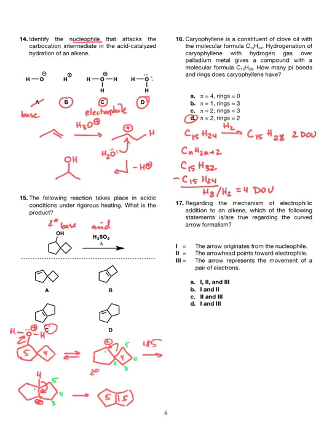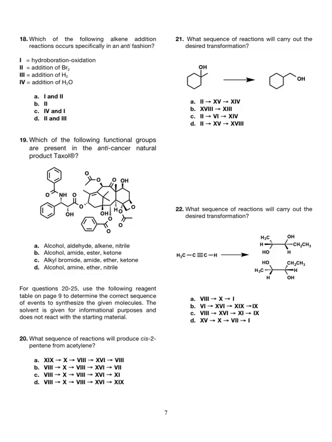17 is asking about the general mechanism of electrophilic addition to an alkene. So the answer for this one is A. The arrow always originates from a nucleophile. So if we do a very general example of this, the pi bond is the nucleophile, it's pointing towards the electrophile. And the arrow is representing the movement of a pair of electrons. So the 2 electrons on the pi bond are forming a new bond to that hydrogen. So the correct answer for this is 1, 2, and 3, which is A.